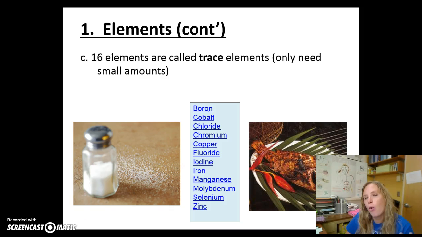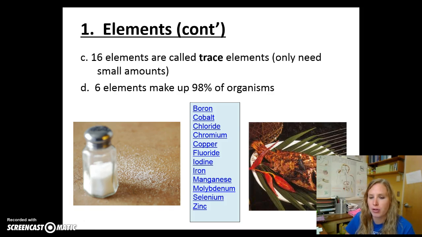You have about 4 main elements in your body, and you have 16 other elements that are called trace elements in your body. And that just means you need a super small amount of them to have your body work properly. If you add in another 2 elements, you have about 98% of an organism. So 6 main elements make up 98%. Trace elements only make up about 2% of your body.